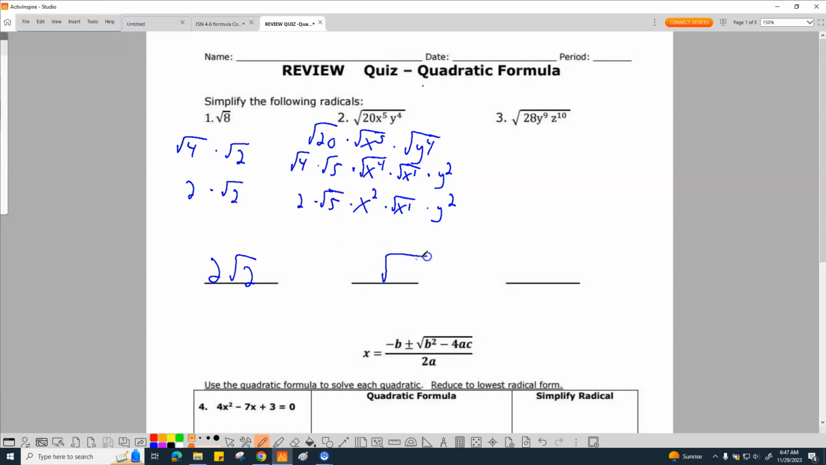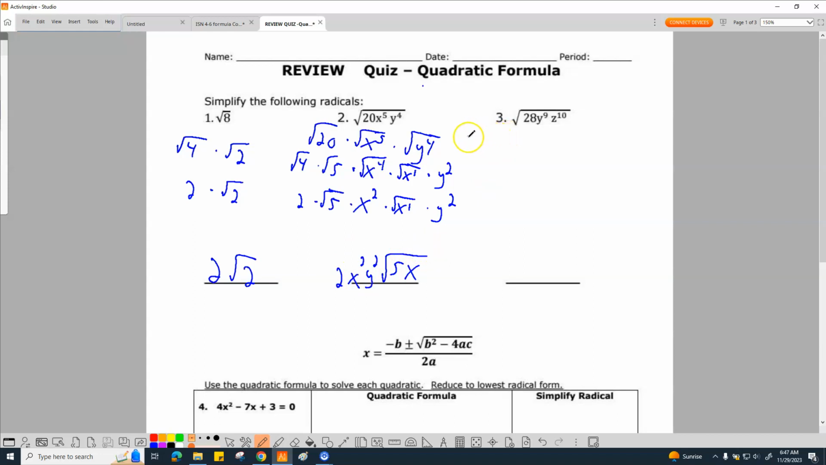So we draw the house. What numbers are in the house? There's a 5 inside. There's an x inside. And then what letters are outside? There's a y squared outside. There's an x squared outside. And then there's a 2 outside. And we have ourselves our answer.